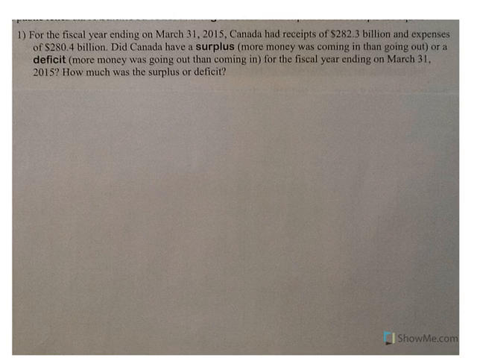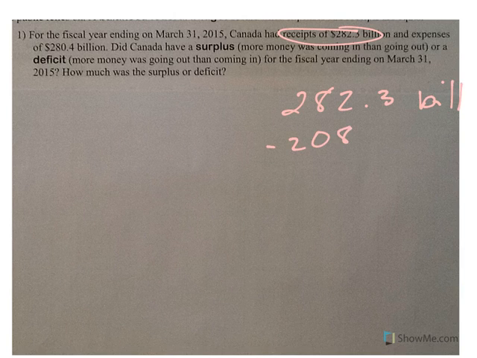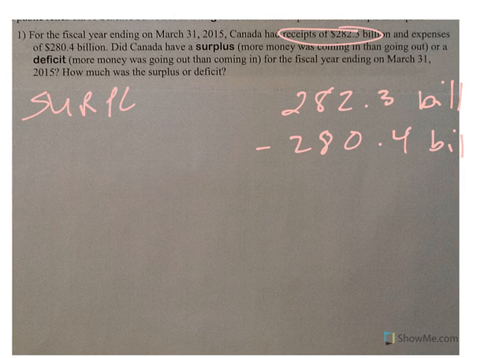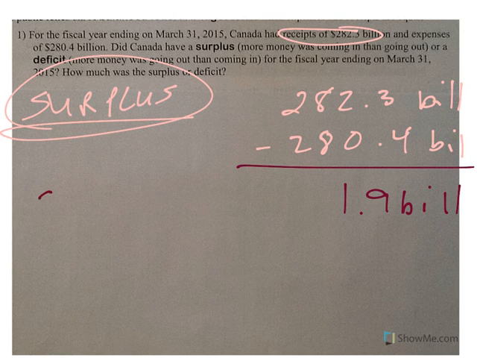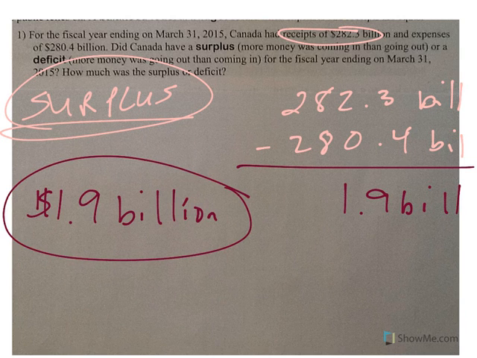Well, they were bringing in more, right, more income. $282.3 billion is more than $280.4 billion. So this is a surplus. That's a good thing when you've got more money coming in than going out. And the second one is how much more. So if we subtract these two, we end up with a $1.9 billion surplus. That's a large surplus.